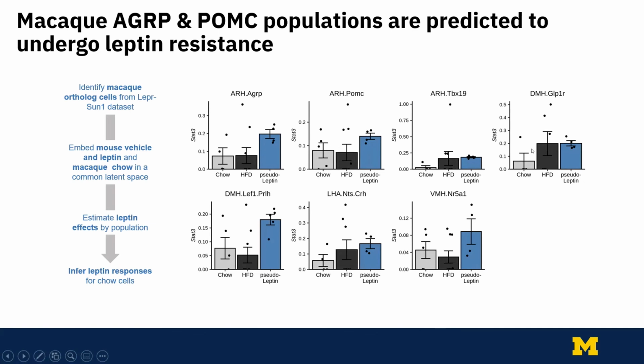in these two populations. The opposite is true for these GLP-1 receptor cells, where they're predicted to upregulate STAT3 with leptin treatment, and we see an upregulation in high-fat diet, indicating just as in the mouse, AGRP and POMC are likely leptin resistant in the macaque in obesity, whereas the GLP-1 receptor cells likely maintain some level of leptin responsiveness.